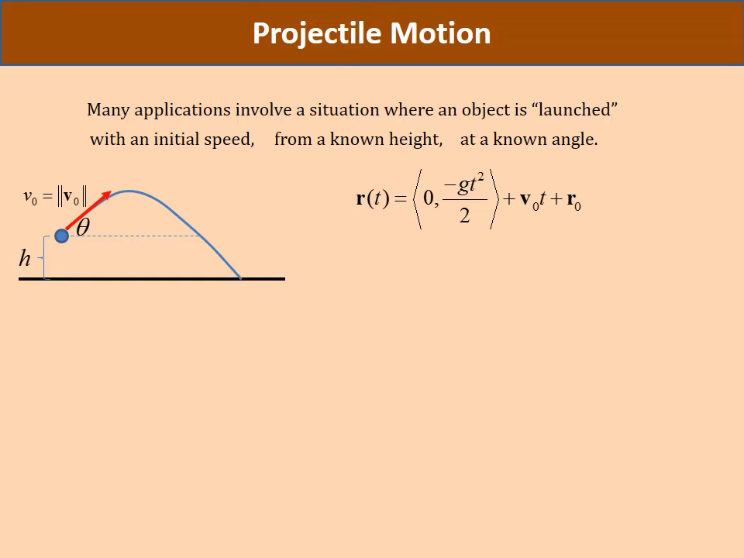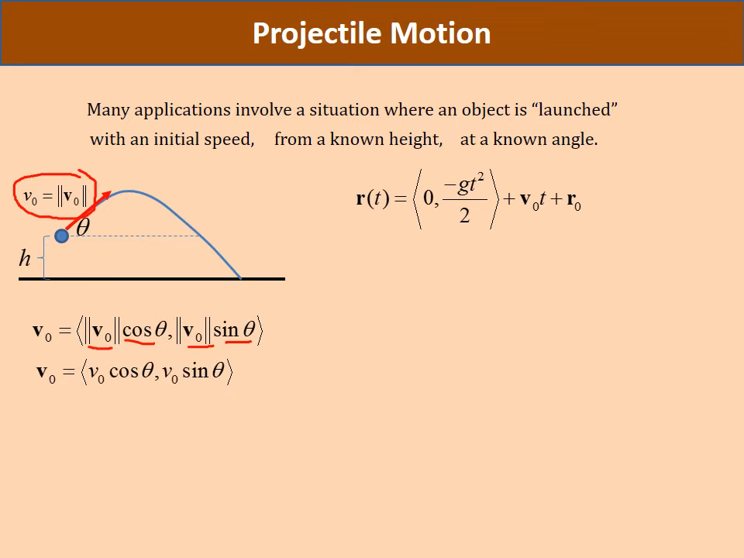Now we'll clear up and specify some of the notation. Notice here I'm using the quantity V0 to represent the magnitude of the vector V0. So the vector V0 is the magnitude of V0 times the cosine of the angle, and the magnitude of V0 times the sine of the angle. Well, the magnitude of V0 we're just calling V0. So we will use that for our V0 vector and do something similar for our position vector.